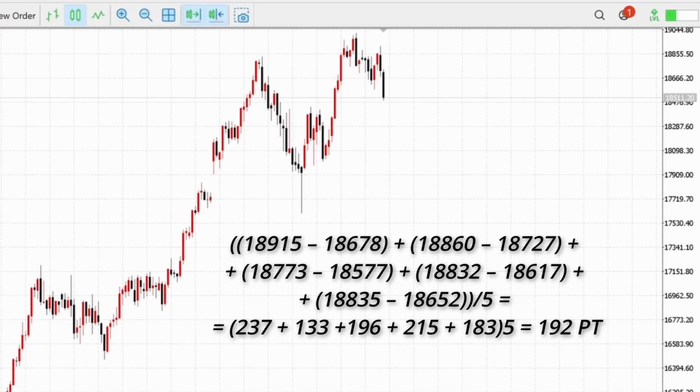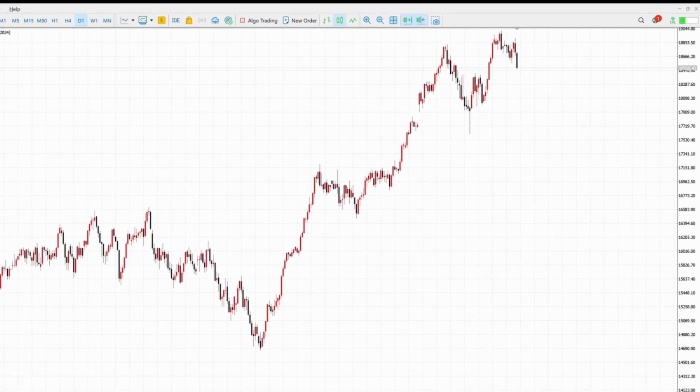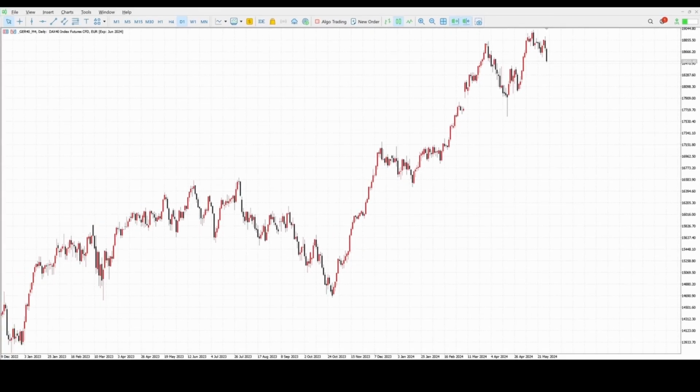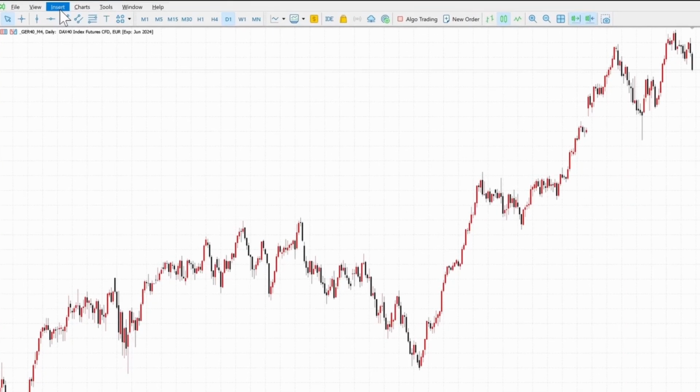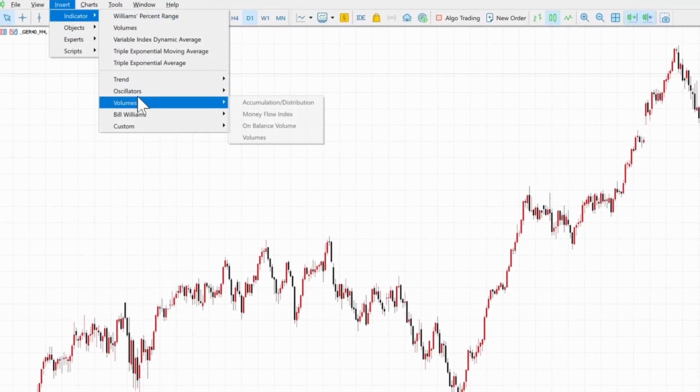You can expect the market to move on this current day no more than 192 points. Of course, the market could, and a lot of times does, move more than ATR. But statistically, you have a bigger chance of a positive trade if you do not expect that much. You can also insert the ATR indicator on your chart.